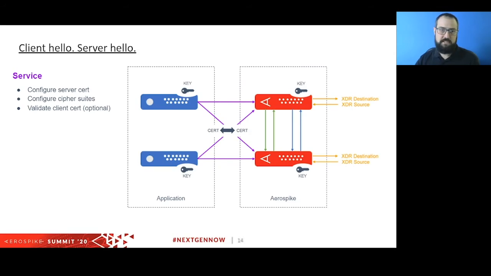So the second part of securing the network is about using TLS to encrypt data in transit and ensure connections are only established with trusted machines on that network. So we just looked at 4 types of network connectivity: service, heartbeat, fabric, and XDR. Here you can use TLS on each of those types of network connections independently. So let's start with those service connections.